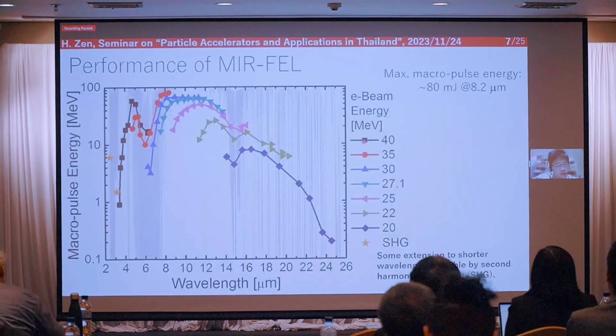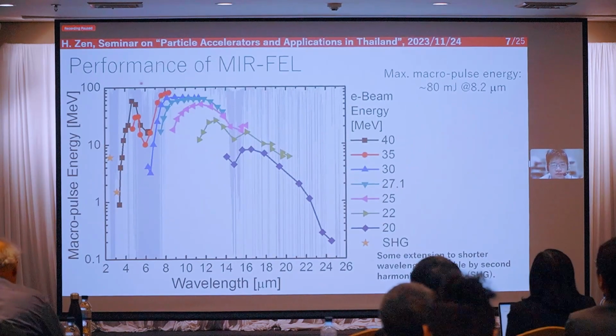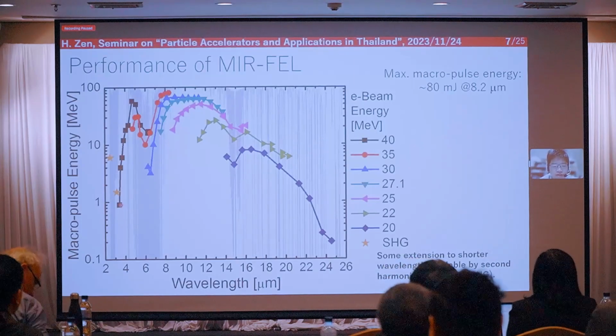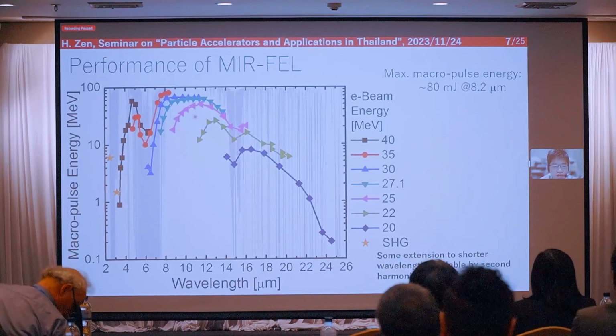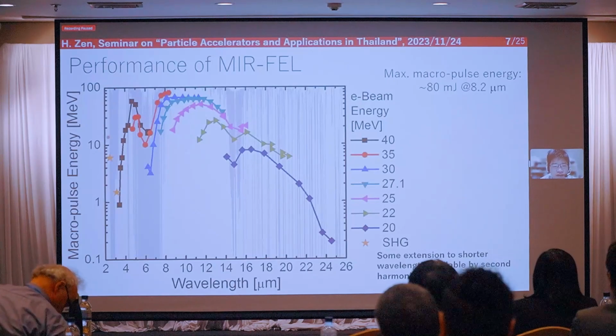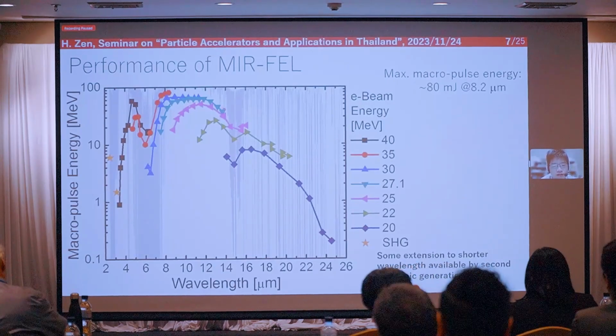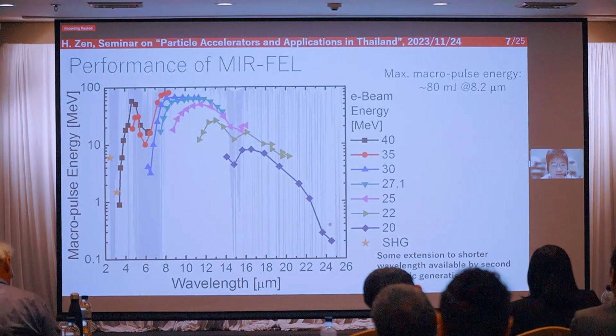And this is a typical performance of the MIR-FEL. The parameters are macropulse energy and wavelength. We can tune the wavelength from 3.4 micrometer to 25 micrometer, but the macropulse energy, the total energy of the FEL, is not constant. It varies like this.